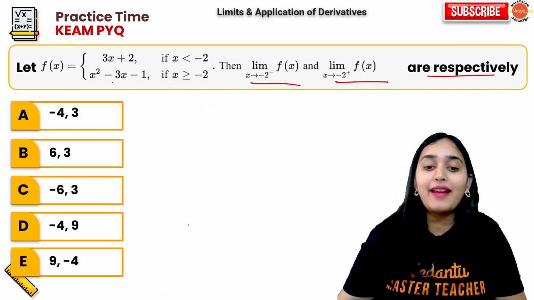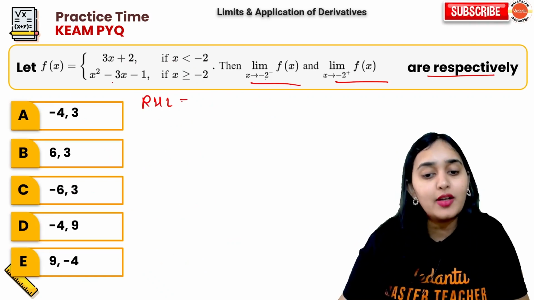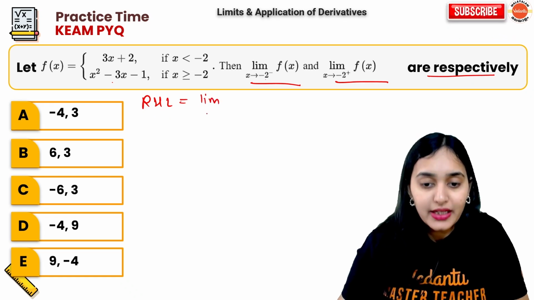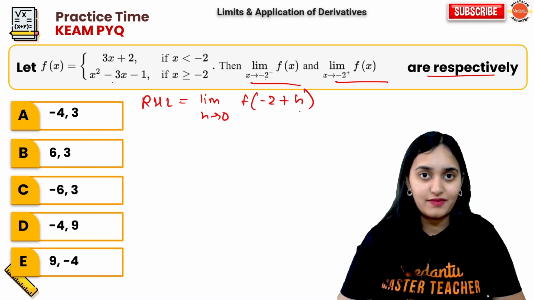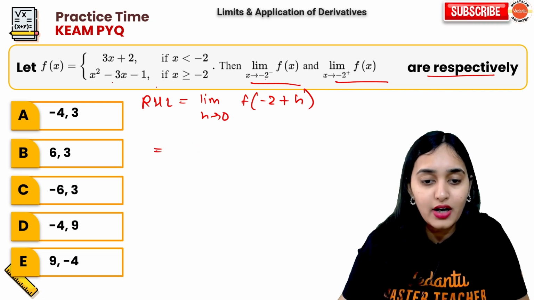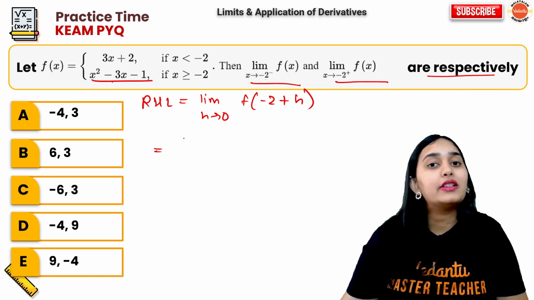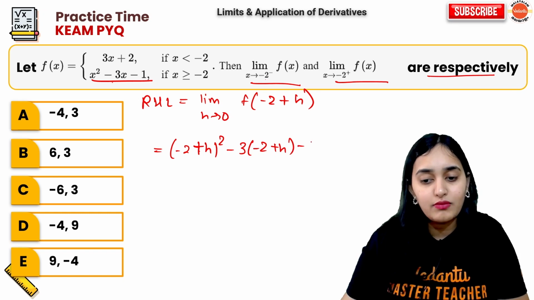Now we need to find the right hand limit. Let's find out the right hand limit. Now I will use a little shortcut here because I have already explained you, right? So limit h tends to 0, it will be f of minus 2 plus h. So minus 2 plus h function will be what? This function, because it is greater than minus 2. So we will put minus 2 plus h whole square, minus 3 into minus 2 plus h, minus 1.